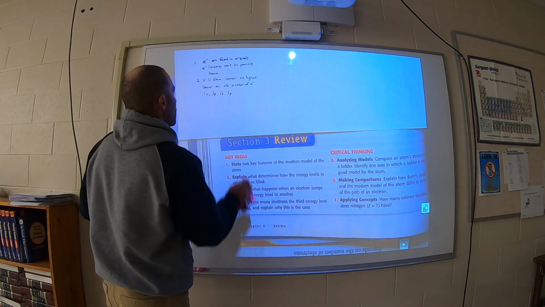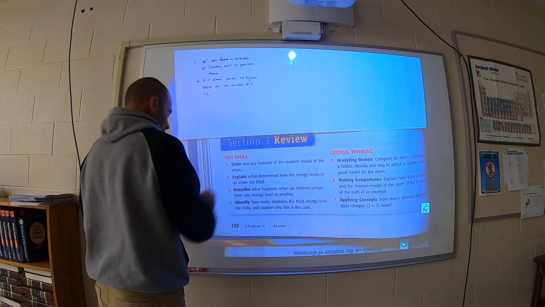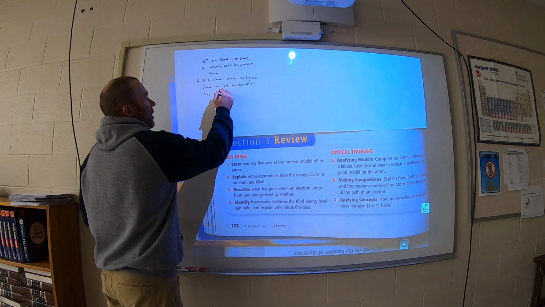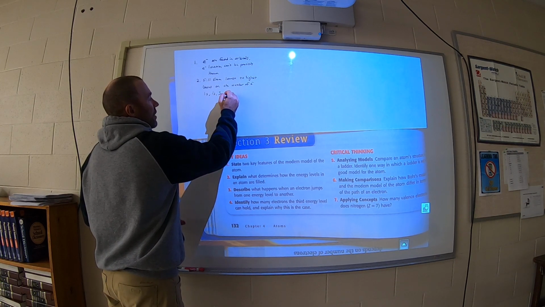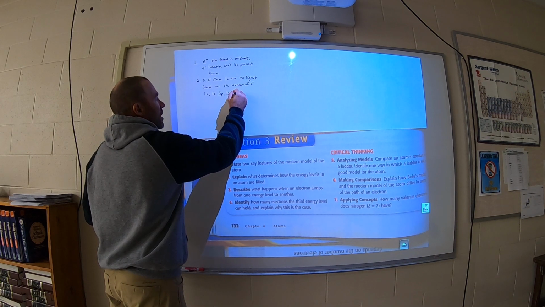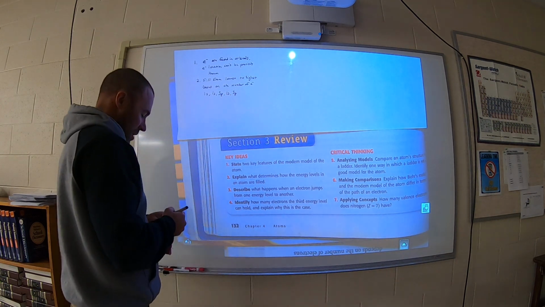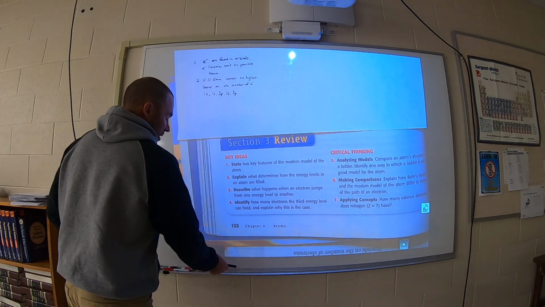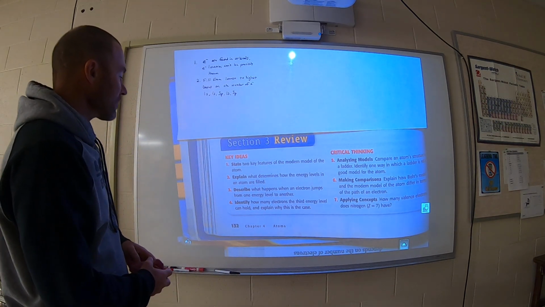Actually, I did this wrong. It should be the 1s orbital fills first, then another s orbital is filled, then the 3p orbitals. Then we have another s orbital, and then 3p orbitals. And then another s orbital, 3p orbitals. Then you go back and fill some d orbitals, and so on.